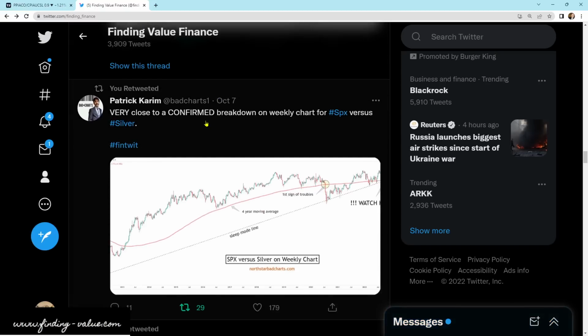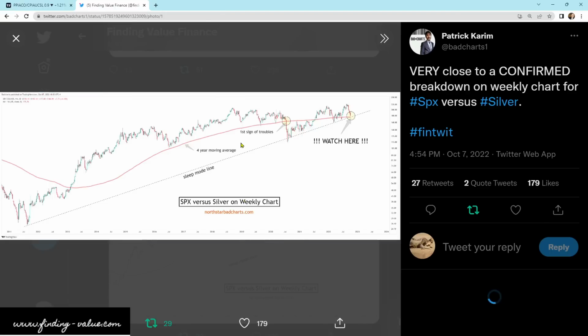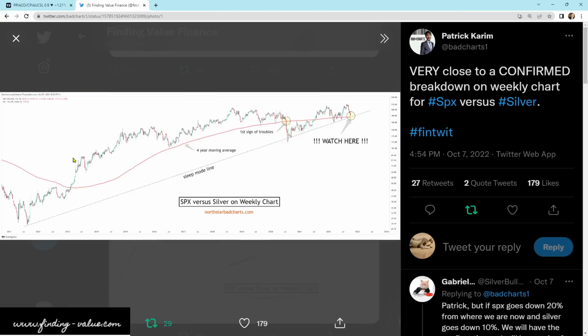Here is a very close to confirmed breakdown on the weekly chart for the S&P 500 versus silver. So this is the S&P 500 divided by silver. The S&P going up against silver is S&P favorable. You can see that this thing is rounding the top out. It's slowing down, and we're getting larger selling pressure. We sold off very hard here, and we're struggling to come back up. This here looks very good for a break lower for silver to outperform the S&P 500.